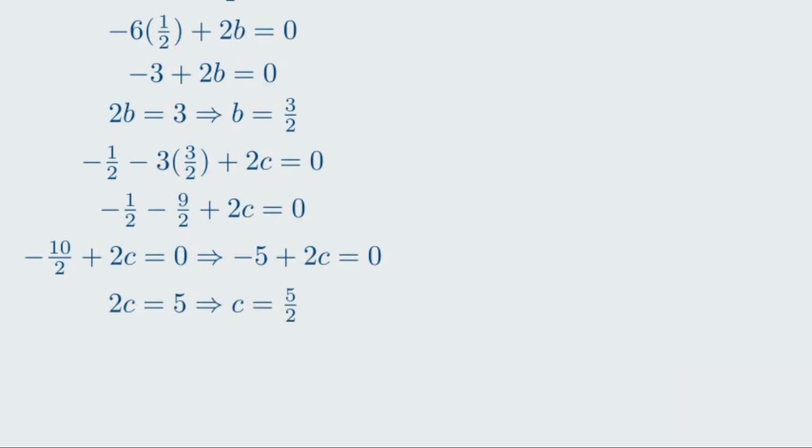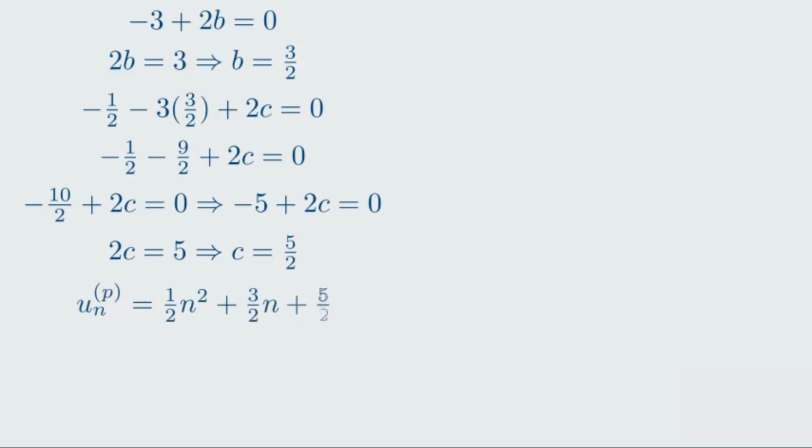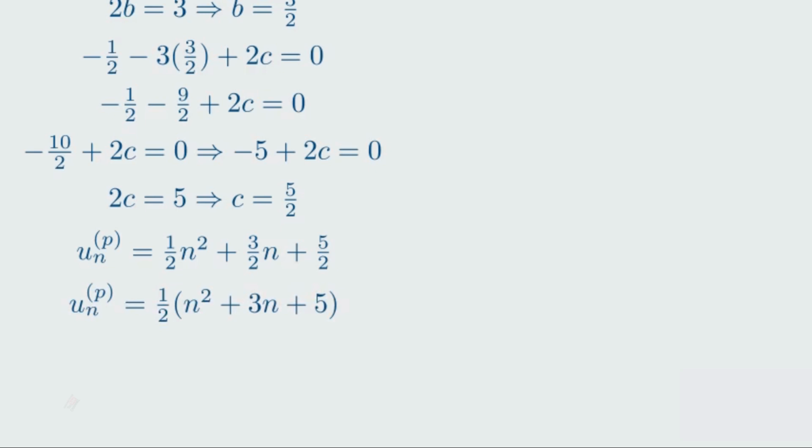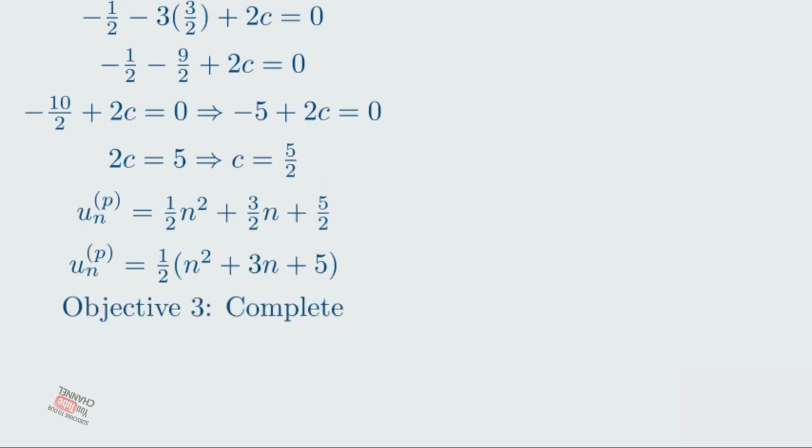We get -1/2 minus 3 times 3/2 plus 2c equals 0. This simplifies through -10/2 plus 2c equals 0, eventually giving us c equals 5/2. So, our particular solution is u n p equals 1/2 n squared plus 3/2 n plus 5/2. We can factor out 1/2 to make it look a bit cleaner. u n p equals 1/2 times the quantity n squared plus 3n plus 5. We have successfully determined the particular solution using undetermined coefficients, satisfying our third objective.